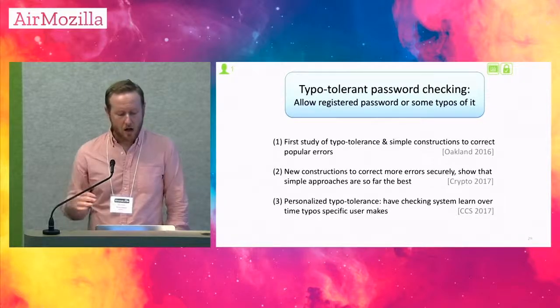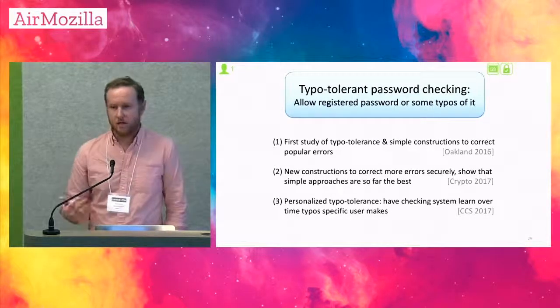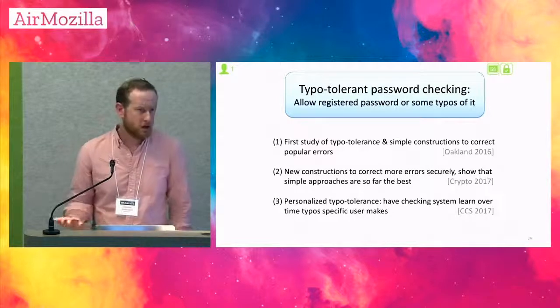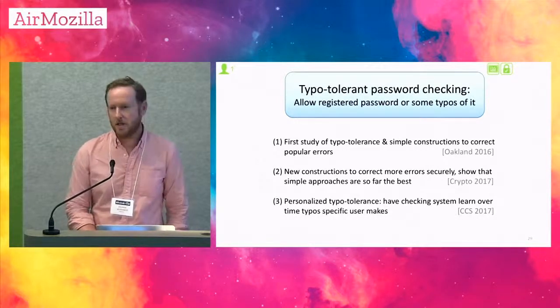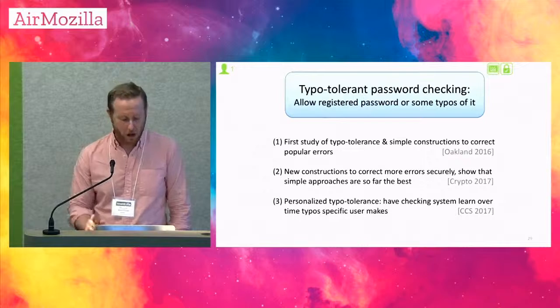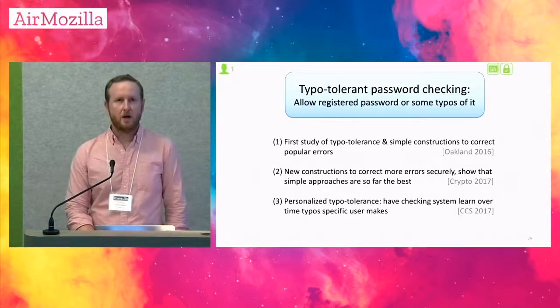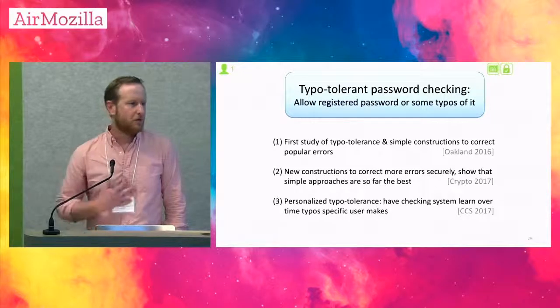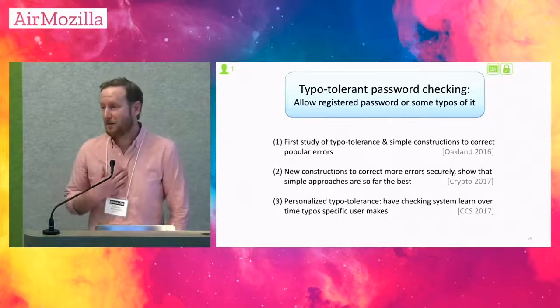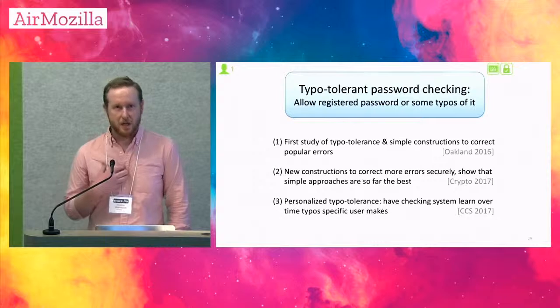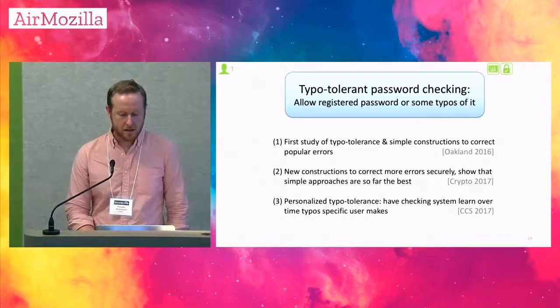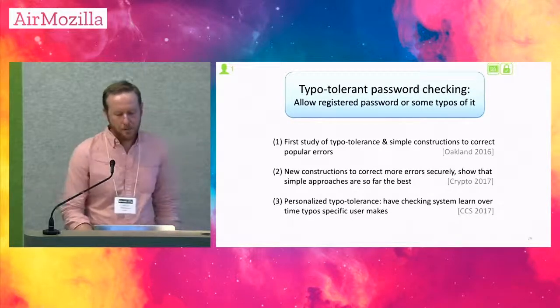So we've been doing a lot of work over the years on this. We kind of did the first big measurement studies. Facebook clearly had done something internally, but didn't report on it. So we did a first measurement study. I'll briefly mention something about that. We looked at new cryptographic instructions. I won't talk about that. And then I'll just explain the solution that finally solved my problem, which is this idea of a personalized typo-tolerant password checking system. And I'll explain that in a moment.